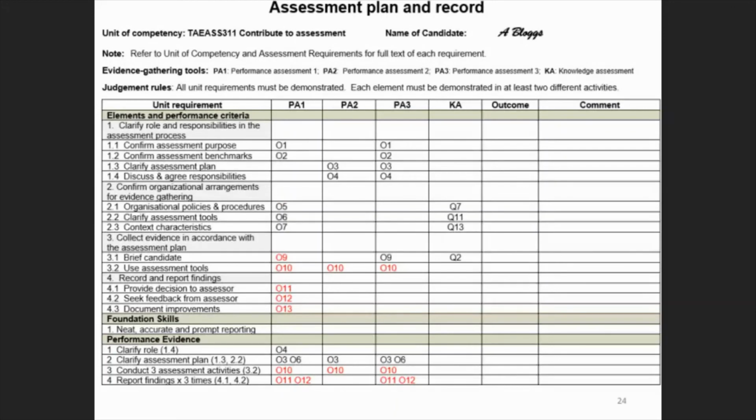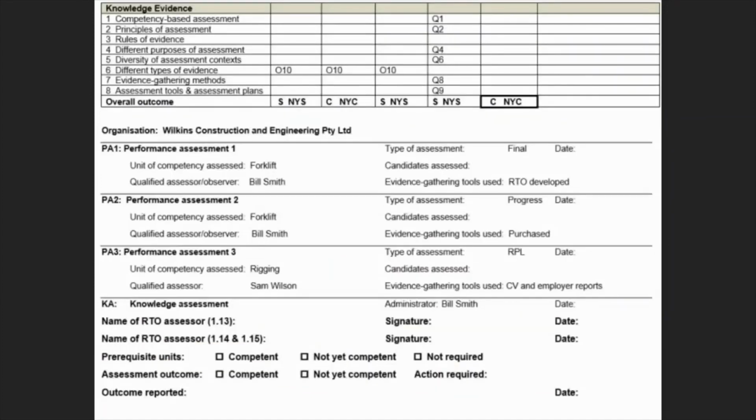KA is knowledge assessment, and clearly its function is to measure knowledge evidence. Here you can see a mapping that has been done against each of these. If you look at page 2, you'll see that the mapping continues: PA1, PA2, PA3, knowledge assessment. Then you see a description of what PA1, PA2, PA3 and the knowledge assessment are, what aspect is being assessed, the type of assessment involved, who's doing the assessment and the like.